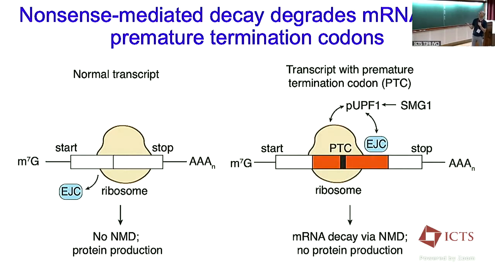But if there's a premature termination codon upstream of the exon junction complex, this doesn't get knocked off, and it recruits UPF1 and SMG1, and this initiates nonsense-mediated decay. You don't want to start making truncated proteins that could have new functions and interfere. So it's a quality control mechanism.